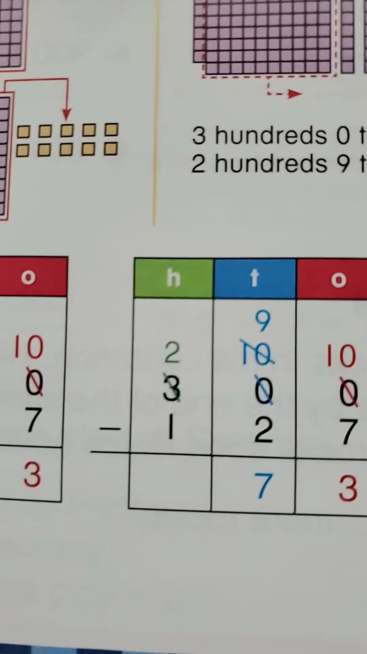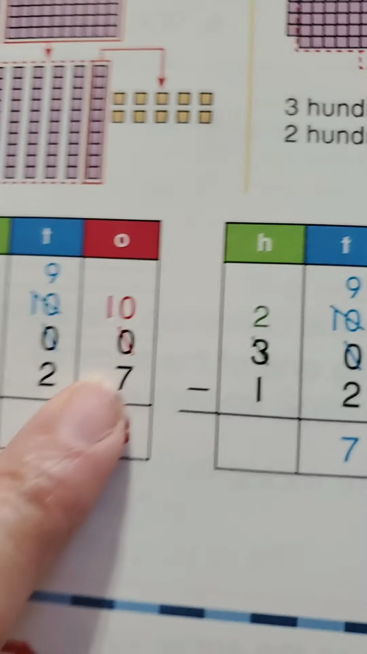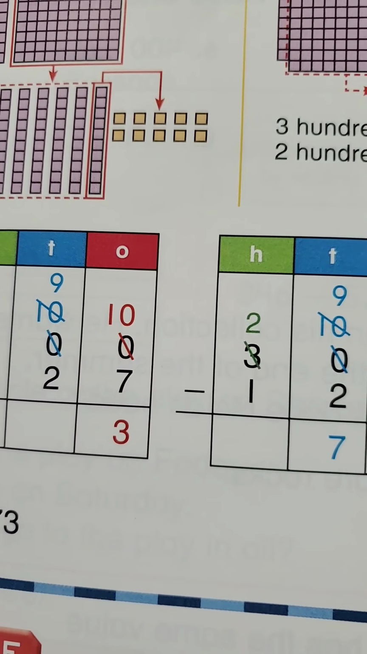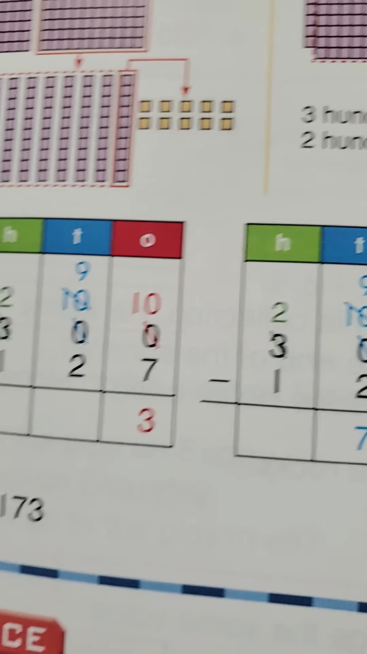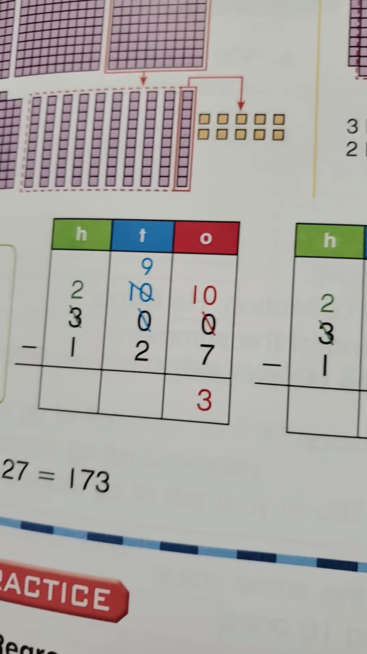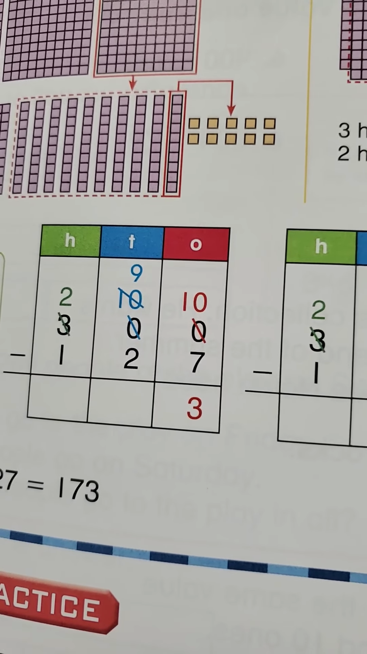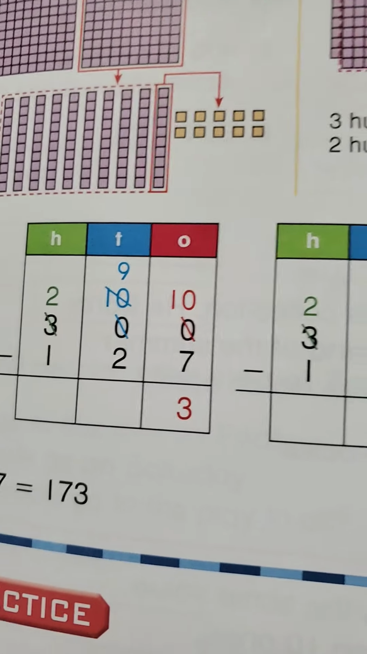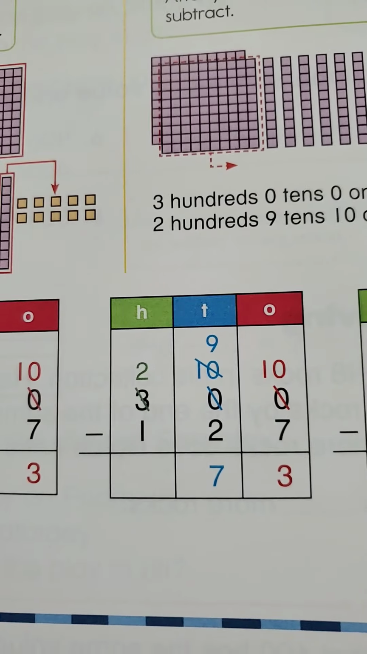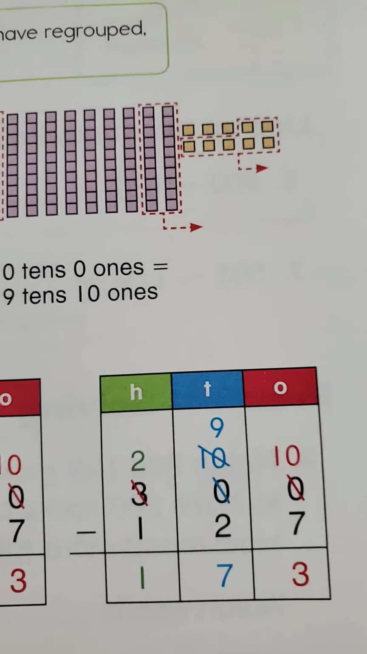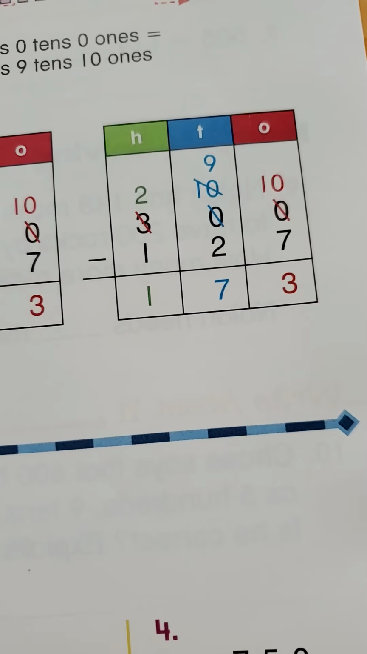And then you just subtract 10 minus 7, right? 7 count up to 10. 8, 9, 10. 3. 2 count up to 9: 3, 4, 5, 6, 7, 8, 9, that's 7, right? And then 2 minus 1 is 1, so your answer would be 173.